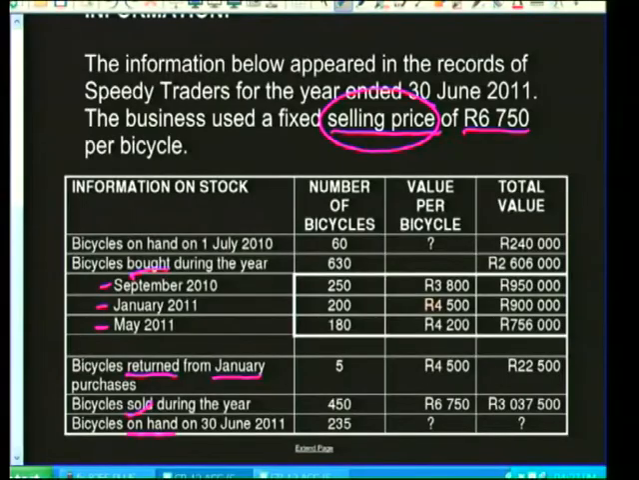So if you look at this question, you should immediately be able to see that the bicycles on hand on the 1st of July 2010 are going to be your opening stock, because that is what you started the year with. Then we have bicycles on hand on the 30th of June 2011. That's 1 year later. I'm sure that you realize that that should be your closing stock. Okay, now that we have that information, let's have a look at what the question is asking us.